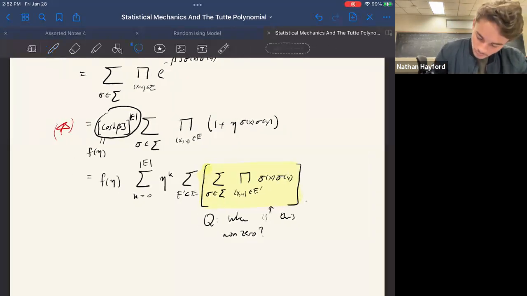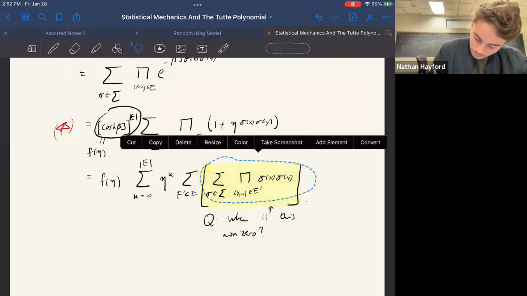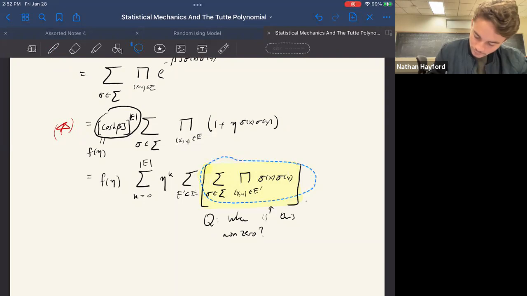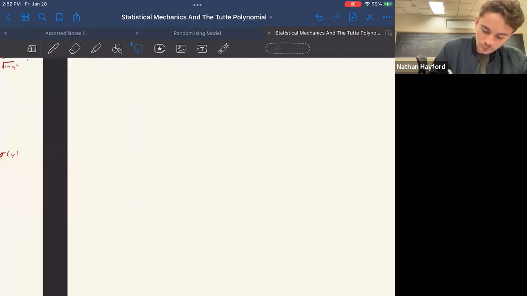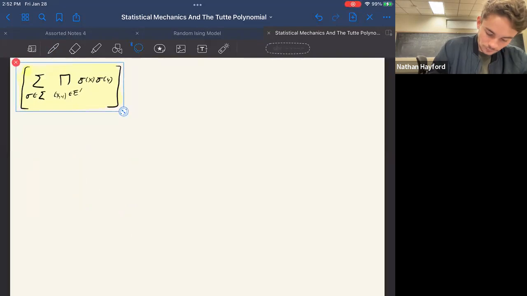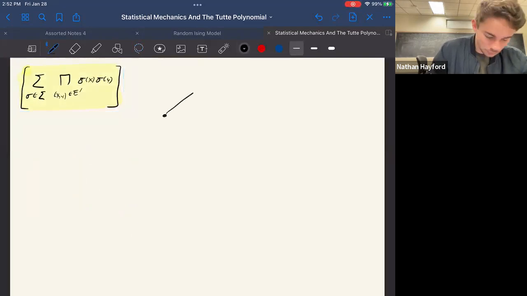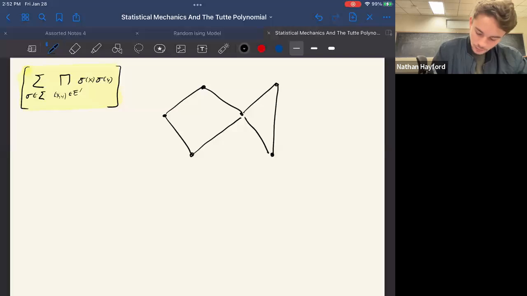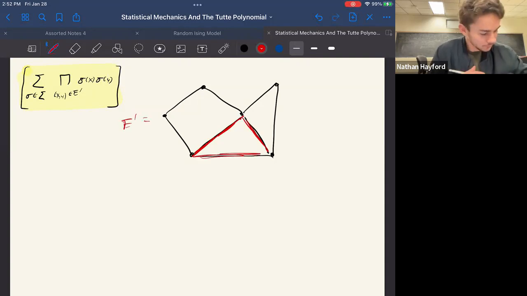So let me copy this quantity over to the next page. I'll demonstrate what I mean by it. It's a product over all edge subsets of sigma x, sigma y, and then I sum over all configurations. So let's take an example graph. I'll do the one that I drew in my notes. Okay, let's take this one. And I'm going to take the edge subset that I'm considering to be, let's add one more edge in. So the edge set that I'm going to consider is this edge and this edge. So E prime here is this. This is just one particular example.